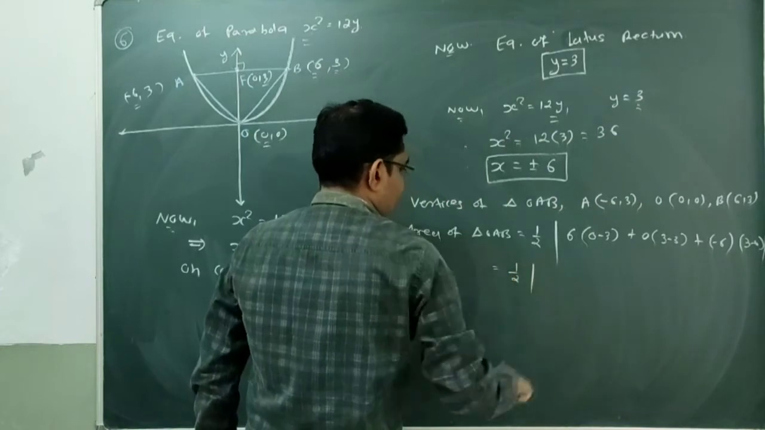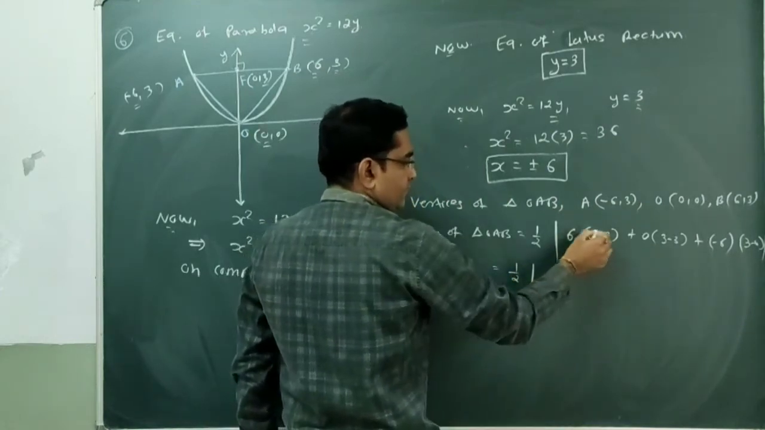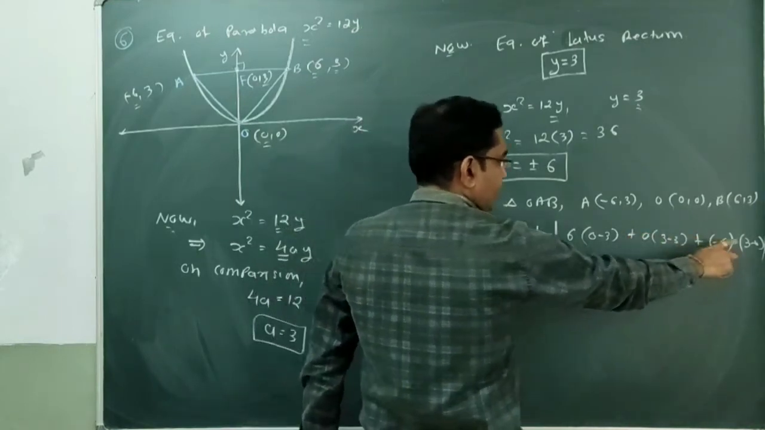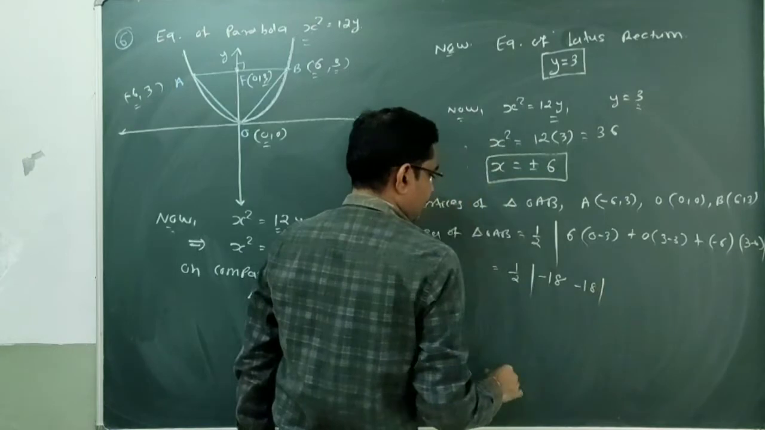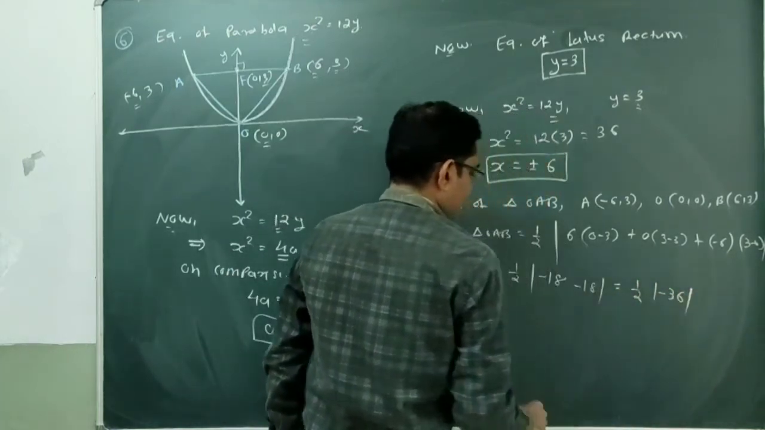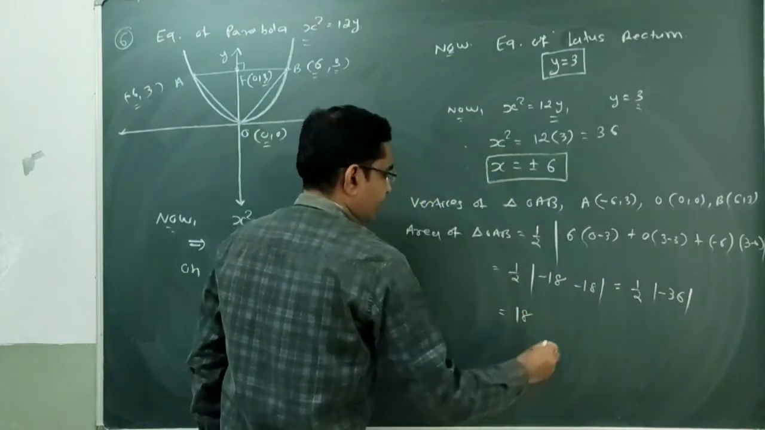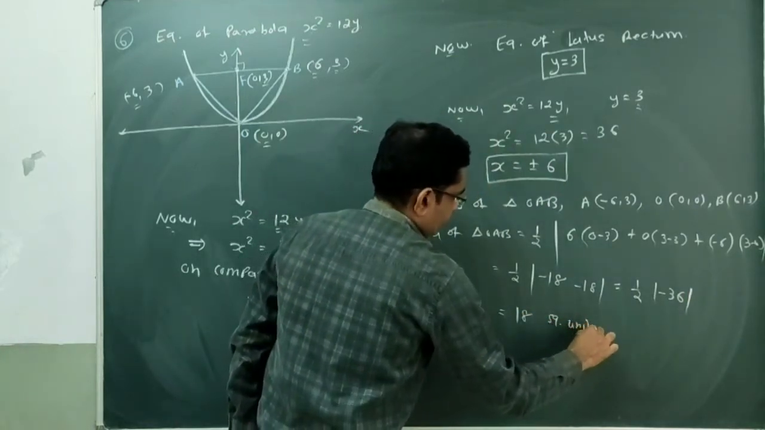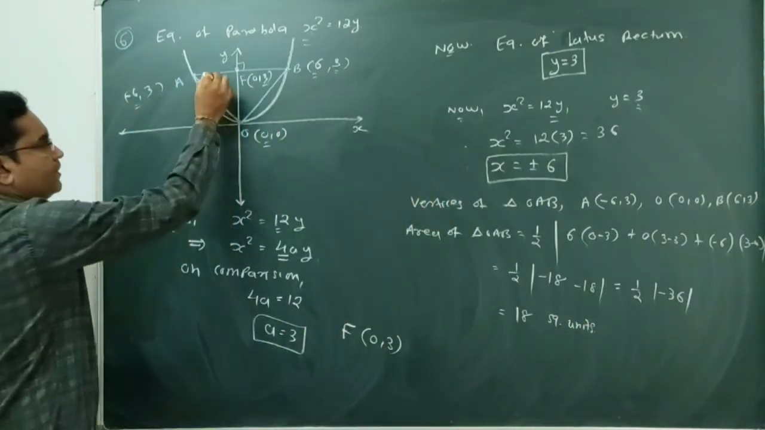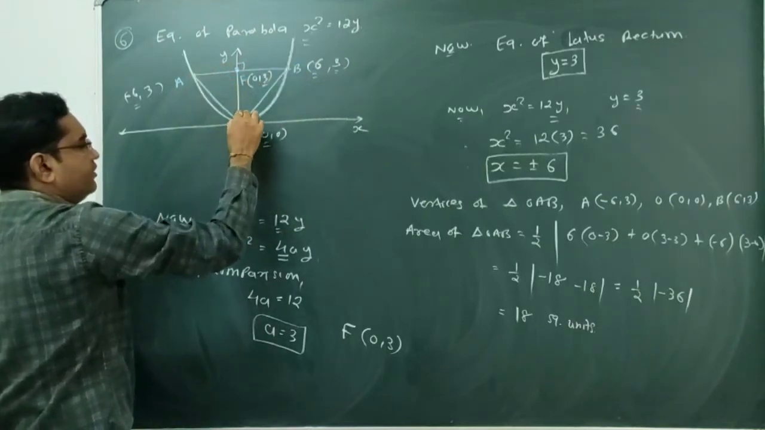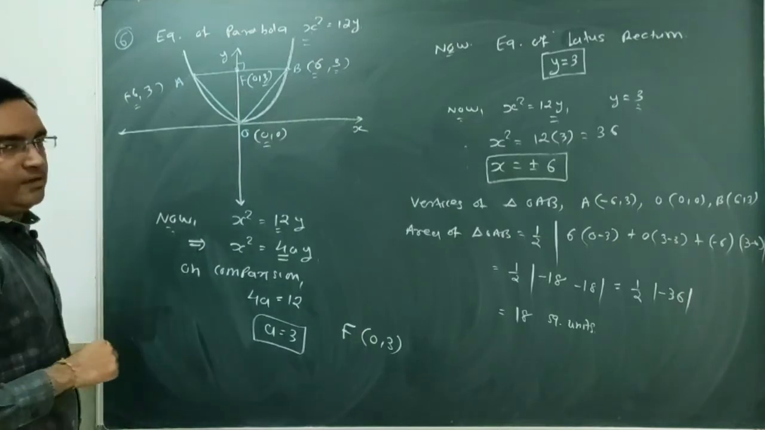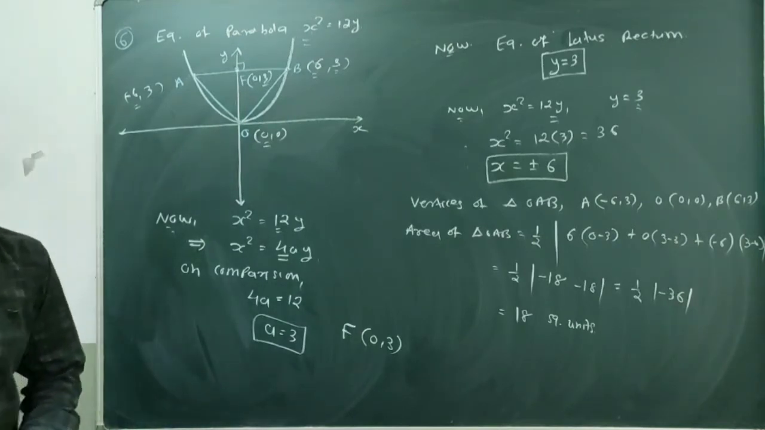This is equal to 1 by 2 mod of (6 into (0 minus 3), which is minus 18, plus 0, plus -6 into 3, again minus 18). So this will be equal to 1 by 2 into mod of minus 36. Taking it out of the mod, we get 18 square units. 18 square units is the area of the triangle formed by this latus rectum and the vertex of this parabola. Clear, students? So this is how you can find the area of this triangle. This is the solution of question number 6.